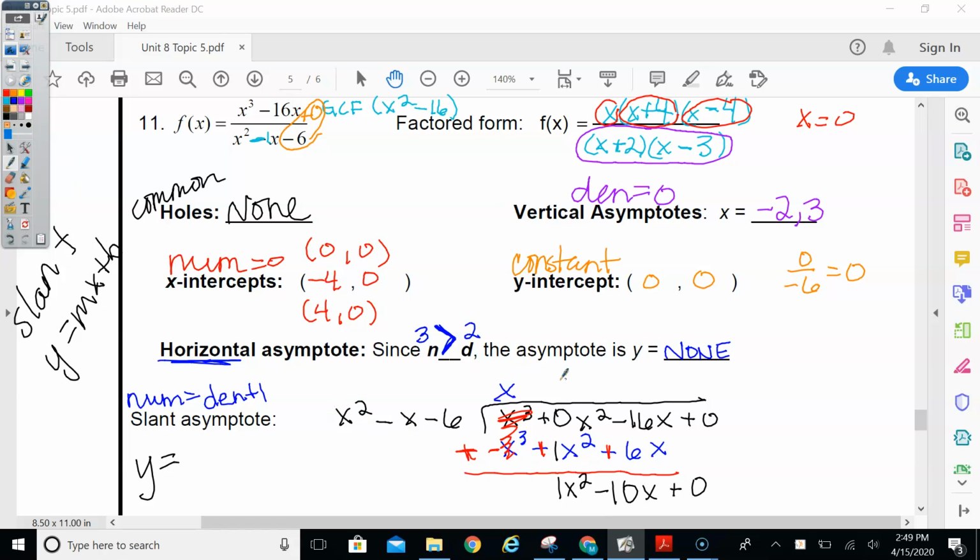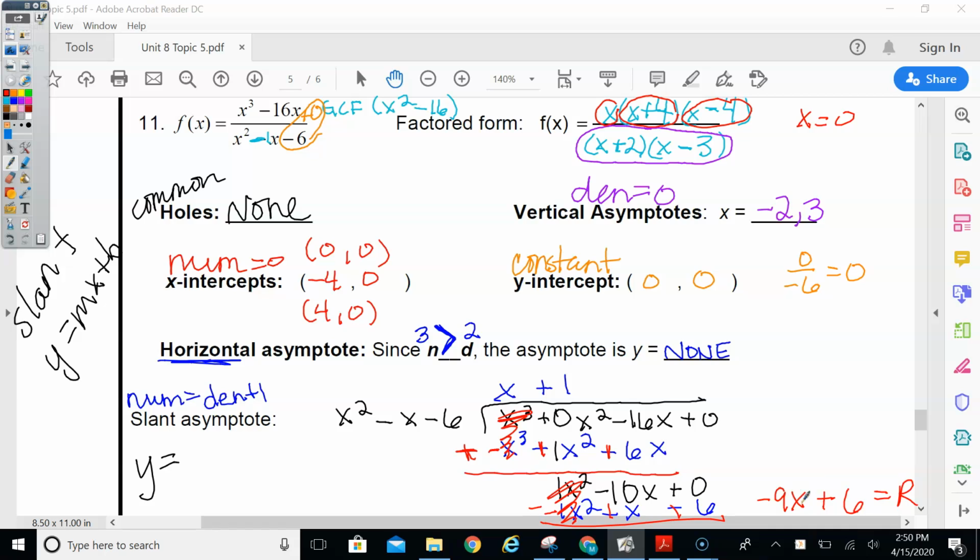X squared times what is going to give me x squared? Well, just 1. So you multiply 1 by everything. 1x squared, negative x, negative 6. And then you're going to add. So negative, positive, positive. Here we're going to get negative 9x and a plus 6. So this is the remainder.